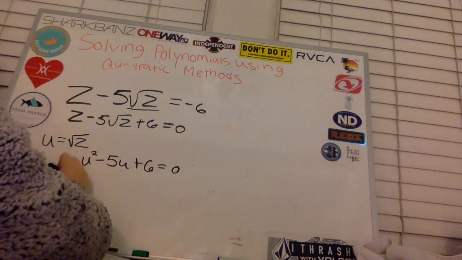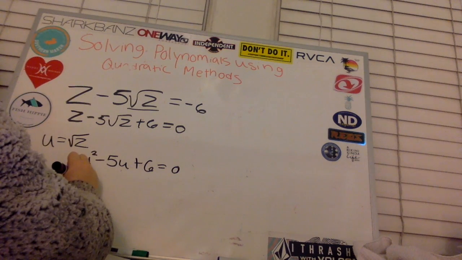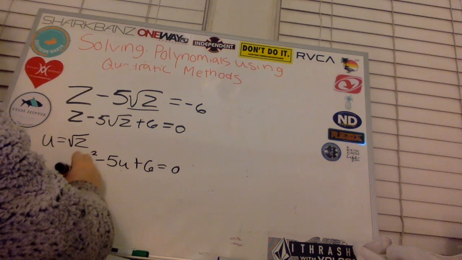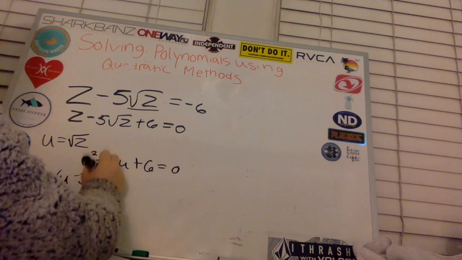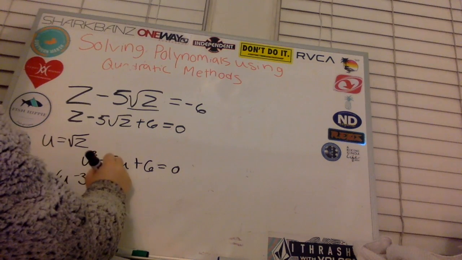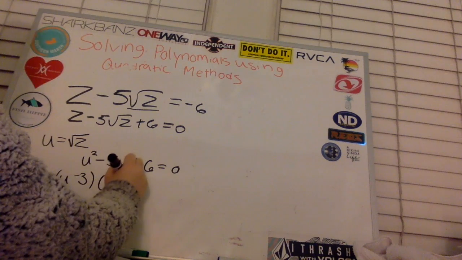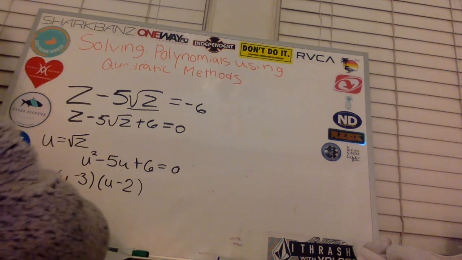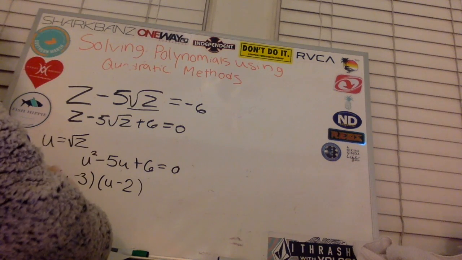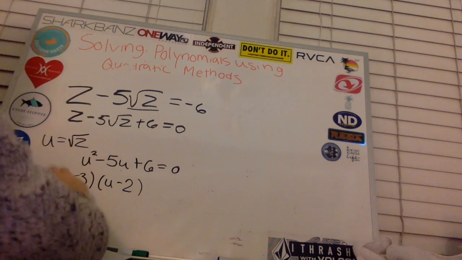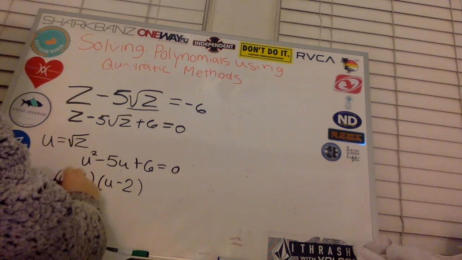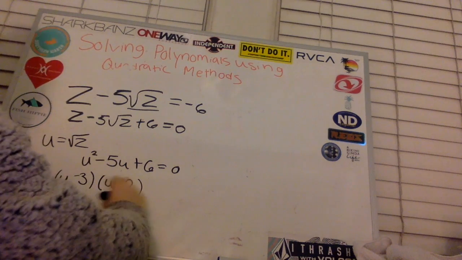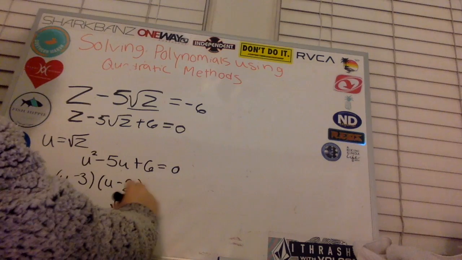And do u minus 3 and u minus 2. Now, we're going to have to make it z, so square root z equals 3, and square root z equals 2.